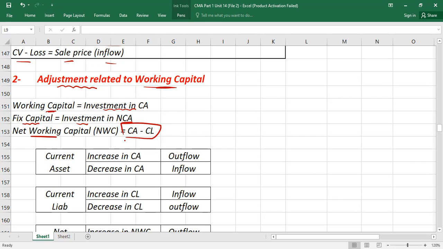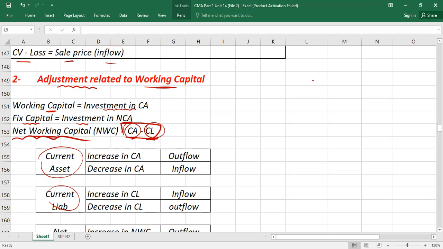So in simple words, the changes in current assets and changes in current liabilities might result in inflows or outflows of the cash. So here we go. It means we have to study the rule for current assets, the rule for current liabilities, and the rule for net working capital. So three things we have to study. This is the same thing we have discussed already in the cash flow statement. It is the same adjustment, just a similar thing you will do here.